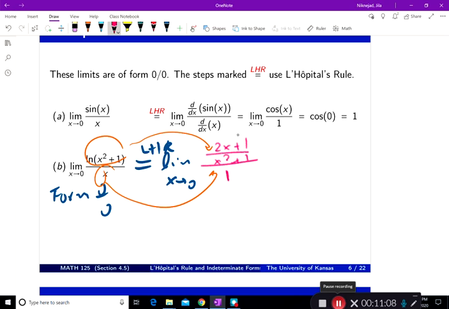Sorry, there was a little error. The derivative of the inside is 2x. So it's 2x over x squared plus 1. And here, if I plug in 0, I get 0 over 1. And therefore, it's not an indeterminate form. And it's going to be 0. 0 over 1 is 0. And so I'm done.